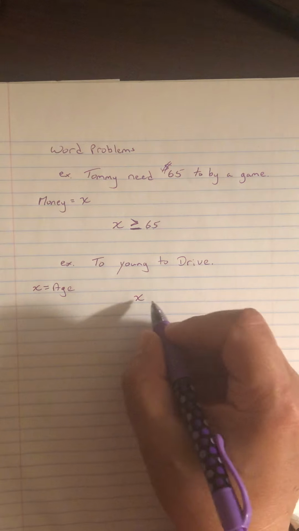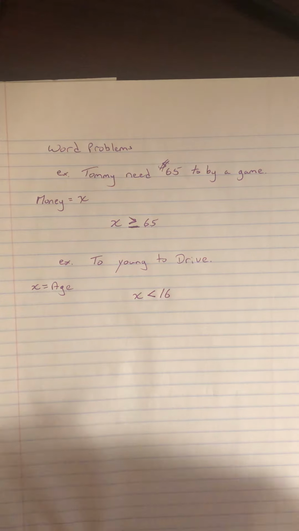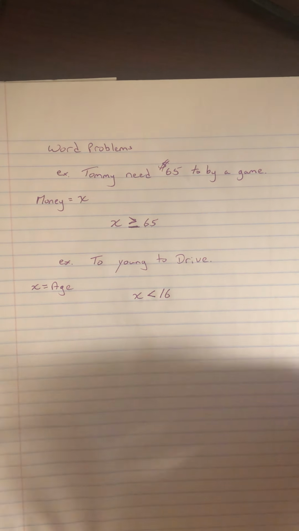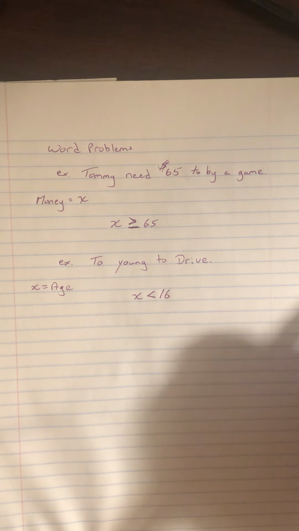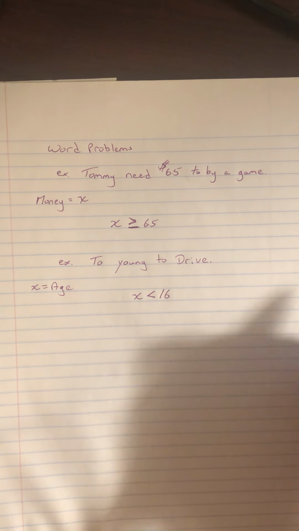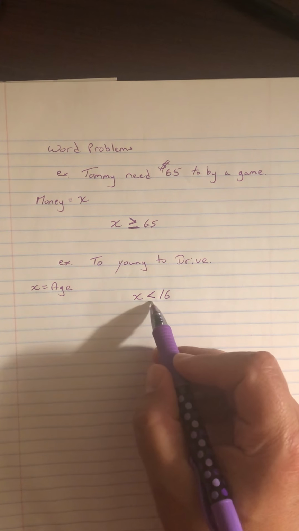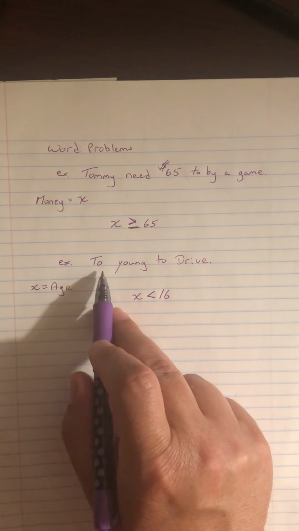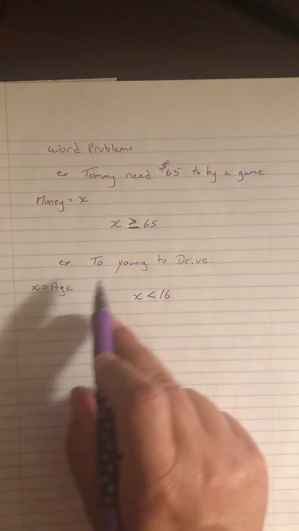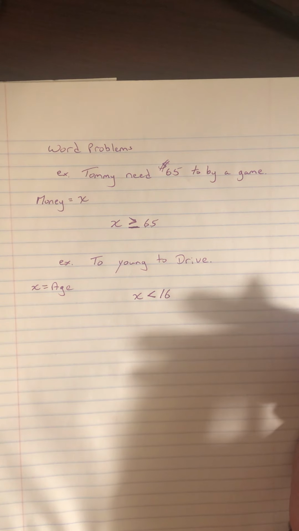So your age, if you were less than 16, you can't drive, right? If you're 12, you can't drive. If you're 13, you can't drive. If you're 15 and a half, you can't drive. If you're 15 and 11 months, you can't drive. You got to be 16. That's why there's no equal sign here, because once you hit 16, you're allowed to drive. But if we're talking about the ages that are too young to drive, it's everything less than 16. Okay?